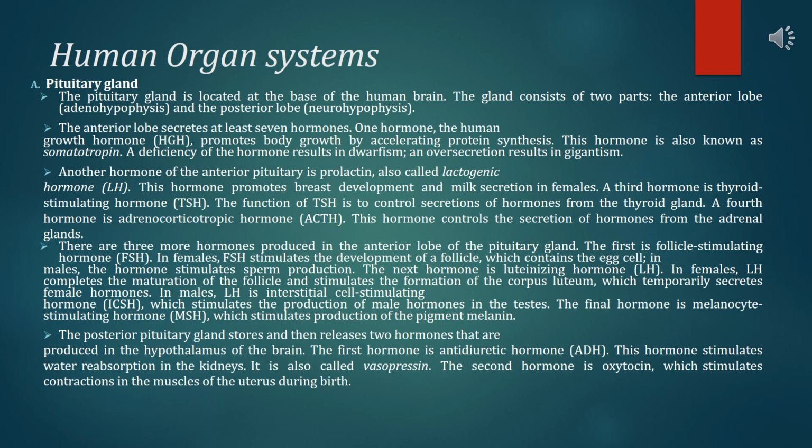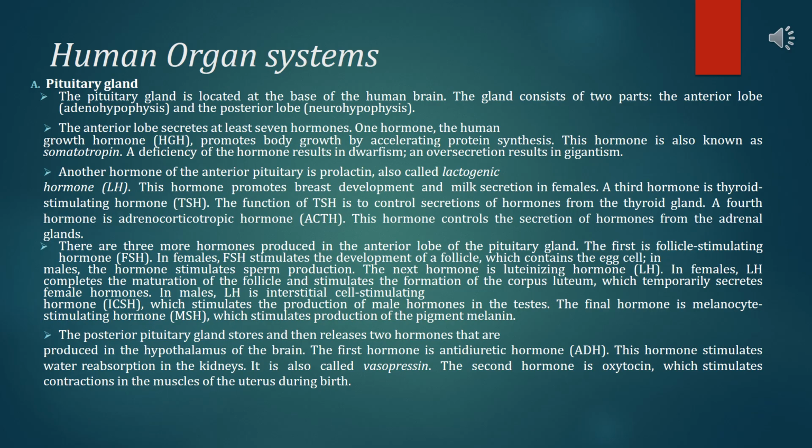In males, LH is interstitial cell stimulating hormone, ICSH, which stimulates the production of male hormones in the testes. The final hormone is melanocyte stimulating hormone, MSH, which stimulates production of the pigment melanin. The posterior pituitary gland stores and then releases 2 hormones that are produced in the hypothalamus of the brain.